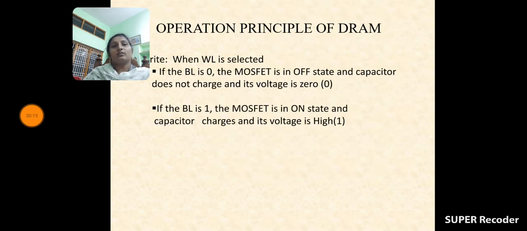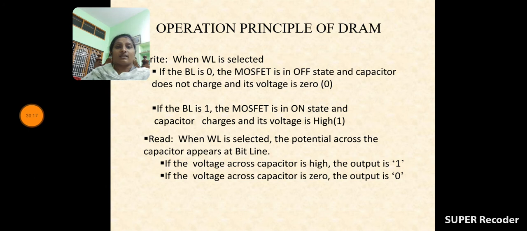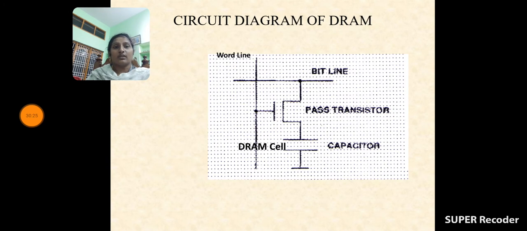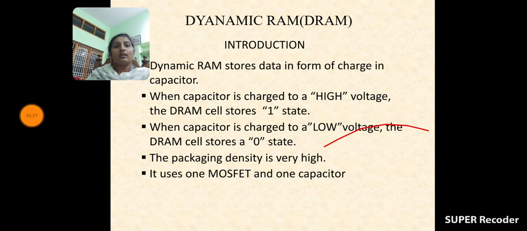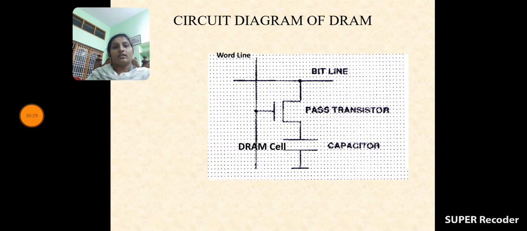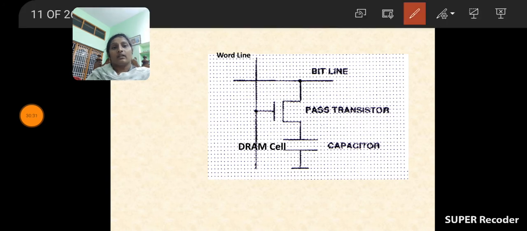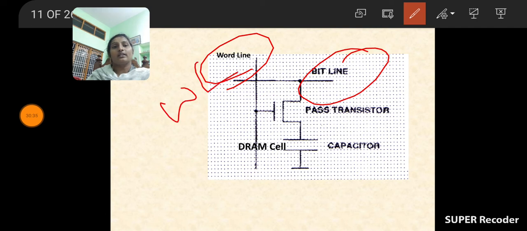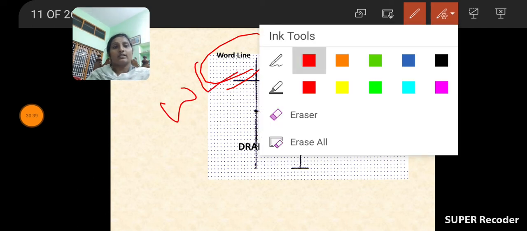And while coming to the operation, once check the slide. When WL is selected, right is selected. If BL is 0, once see where WL you are getting word line, and also, so this is the word line WL and this is the bit line BL. So word line is indicated with WL, bit line is indicated with BL. Is it clear? Okay.